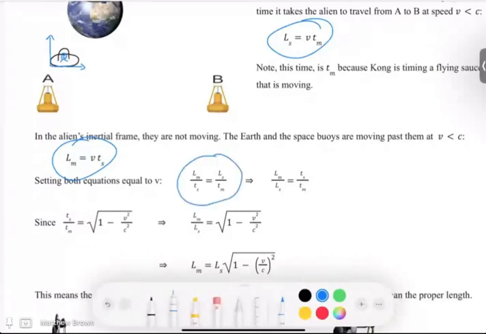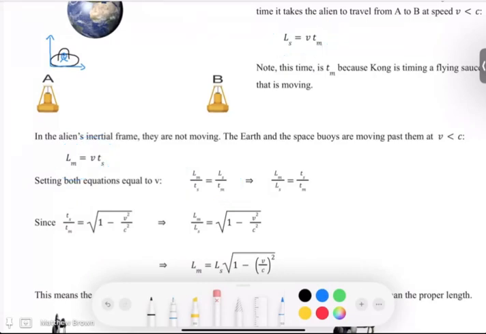And then just divide both sides of that by Ls, and then multiply both sides by Ts, and that gets you over here. And then you can go back to time dilation and those equations. Let me get rid of that.